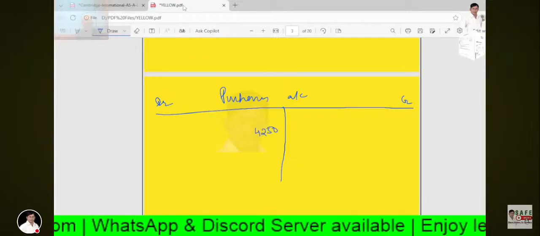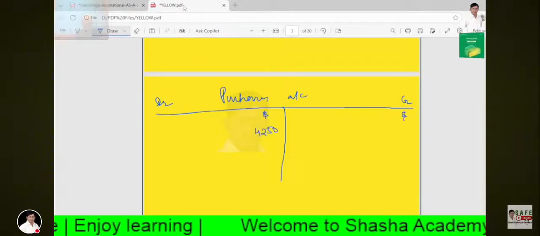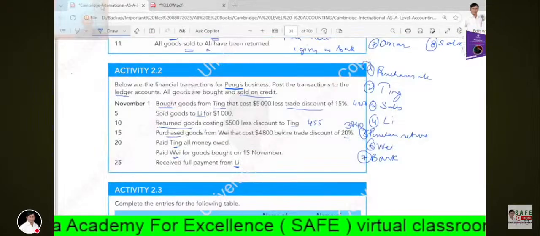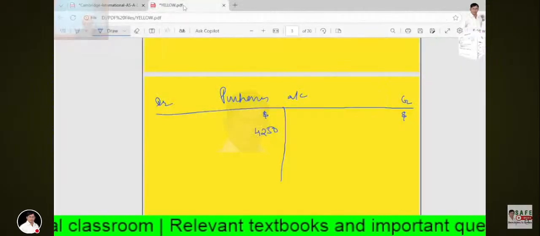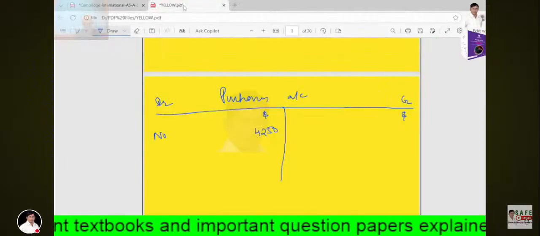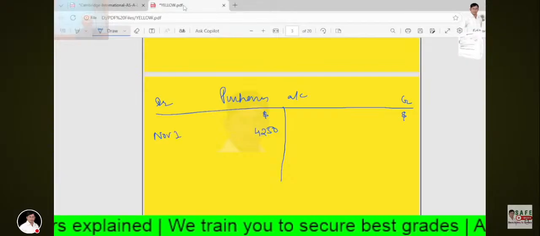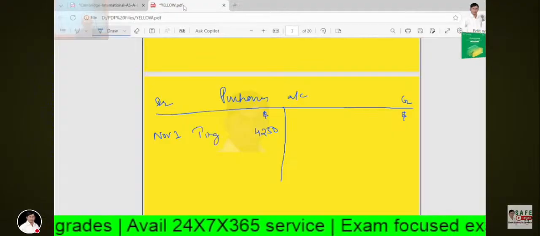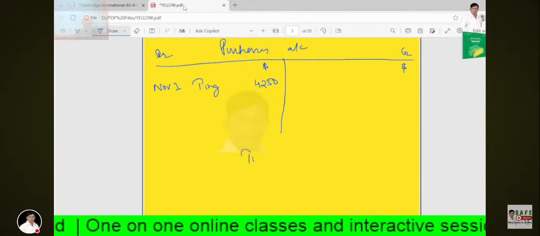So for the date, always write the dollars amount. Don't forget to write the dollars. And what is the date? November 1. It is bought from Tinge. So November 1, purchases account debit to Tinge. Okay, so we have to complete the entry by writing it to Tinge account.